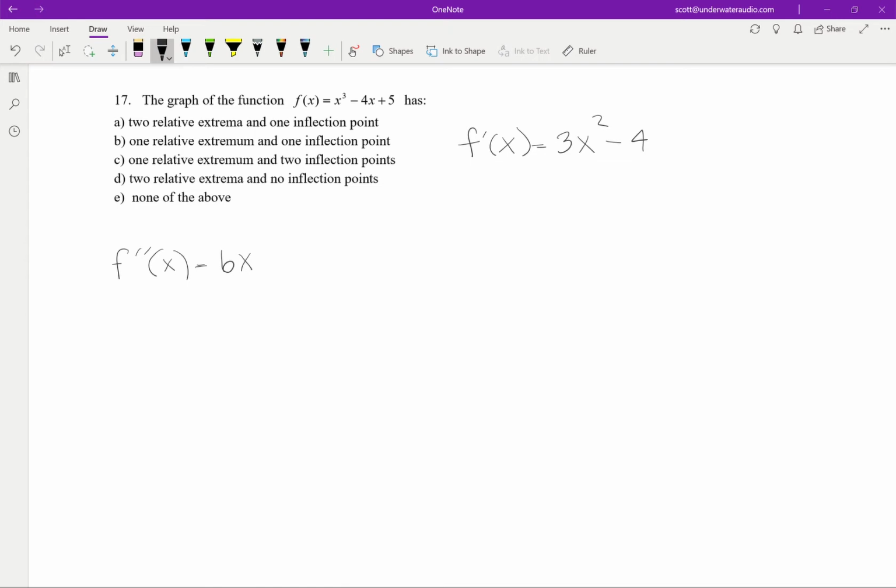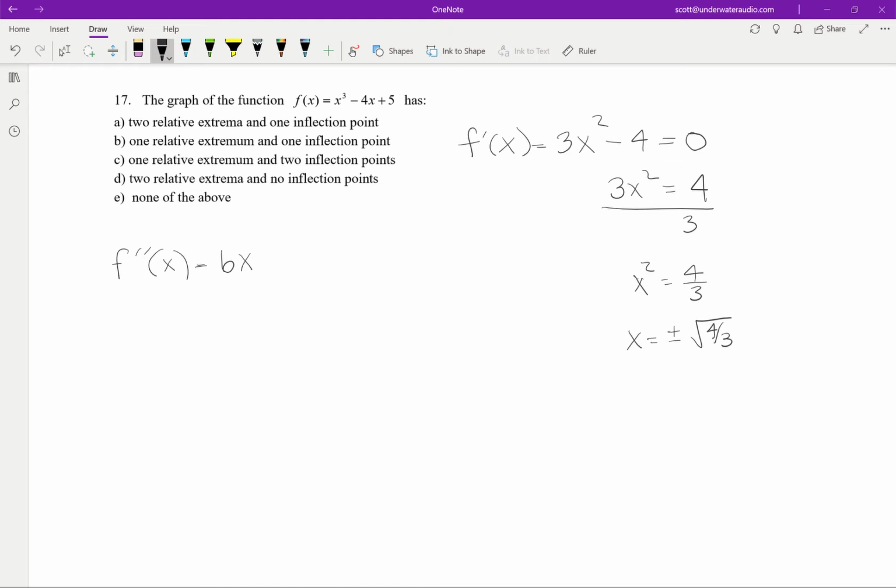Let's start with the critical points. I'm setting it equal to 0, but one thing to remember is that critical points are not just where the derivative is equal to 0, but also where the derivative is not defined. But 3x squared minus 4 is defined everywhere, so I just need to set it equal to 0 and solve. I'll add 4 to the other side: 3x squared equals positive 4. Divide by 3: x squared equals 4/3, so x equals plus or minus the square root of 4/3.